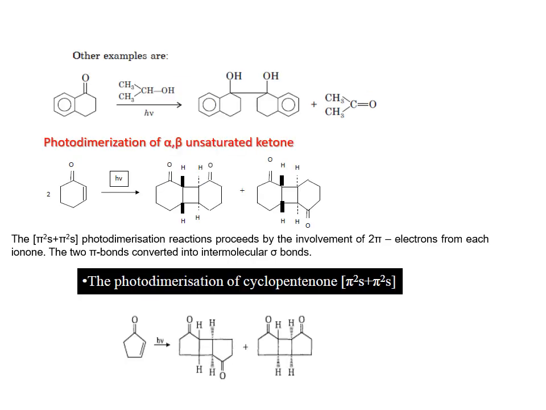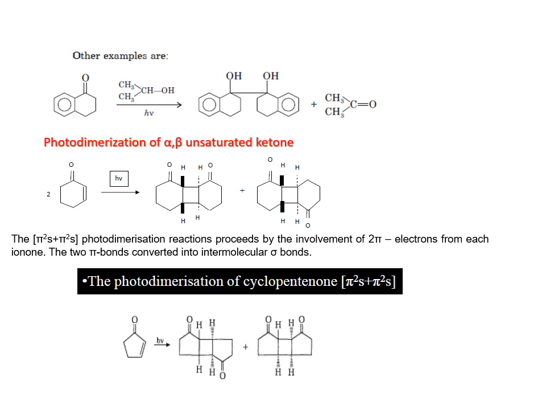Now this is another example where we can see this is a ketone molecule, and this ketone molecule reacts with this secondary alcohol in presence of light to produce this type of pinacol, and acetone is a byproduct. So here this reductive coupling type of reaction happens after two carbonyl radicals undergo combination. Now we are going to discuss the photodimerization of alpha beta unsaturated ketone.